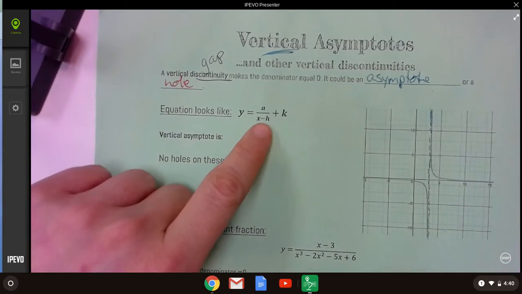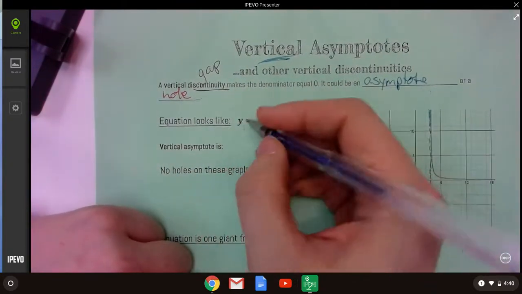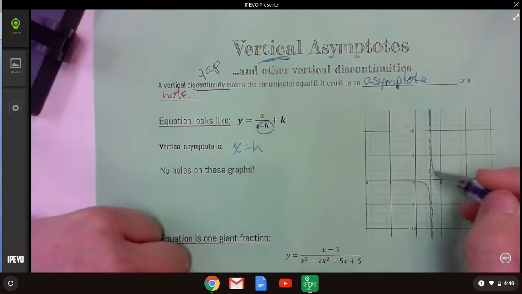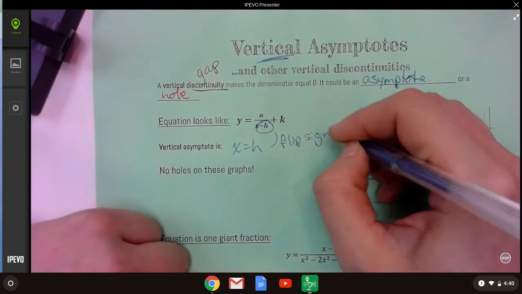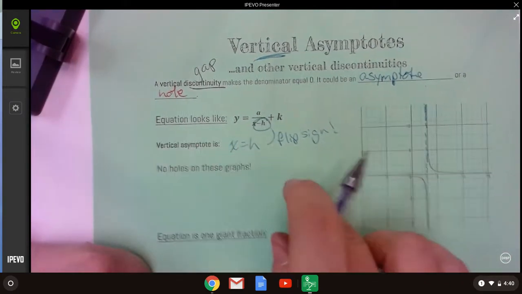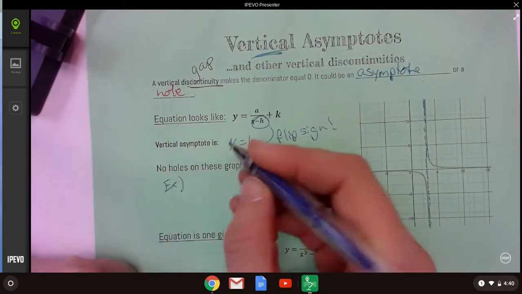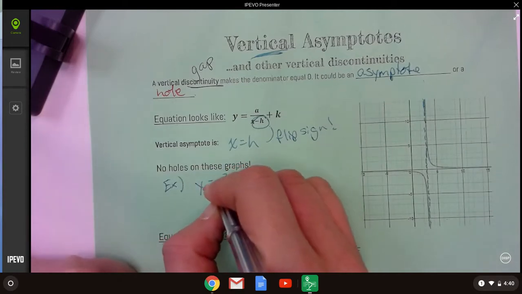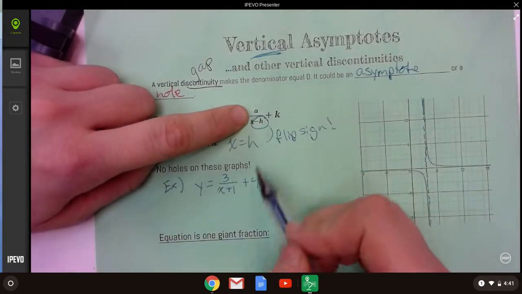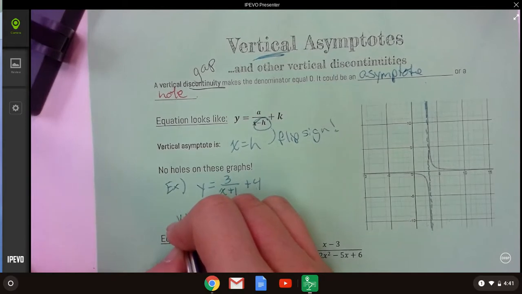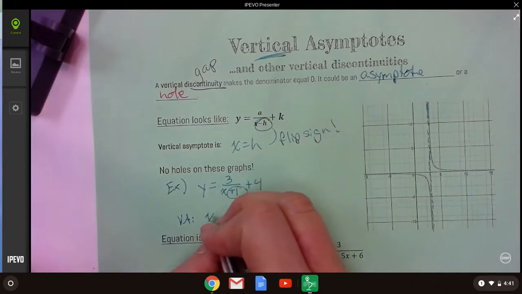And when your equation looks like this, your vertical asymptote is at your h value. So x equals h is your vertical asymptote. And do remember to flip the sign that you see in the equation. Don't forget that part. And these graphs will not have holes on them. For example, let's say I had a function that looks like this. So a nice little rational function. Here's my h, here's my k. So for my vertical asymptote, I'm going to look at this number. Remember to flip the sign. So my vertical asymptote is going to be at -1.